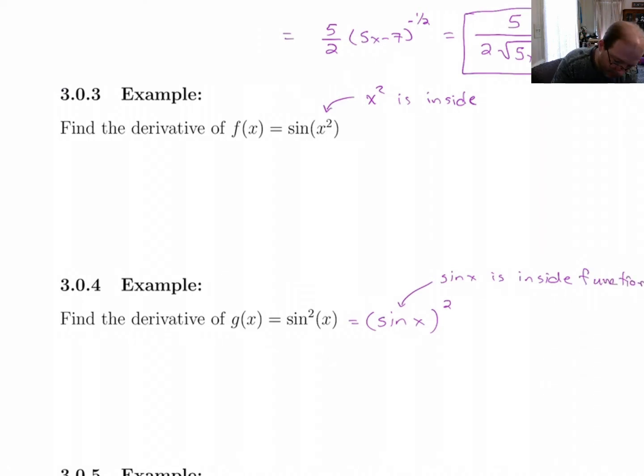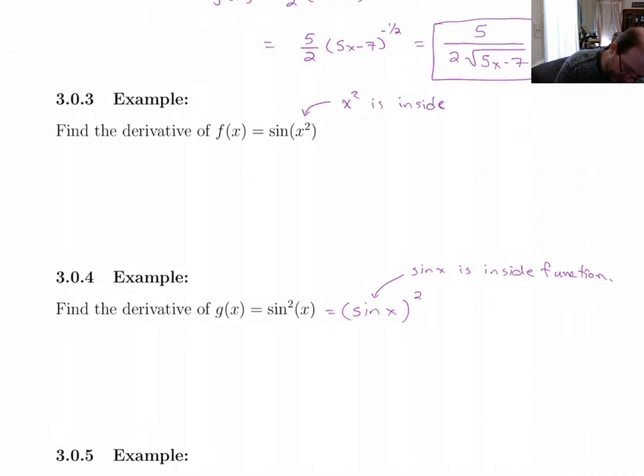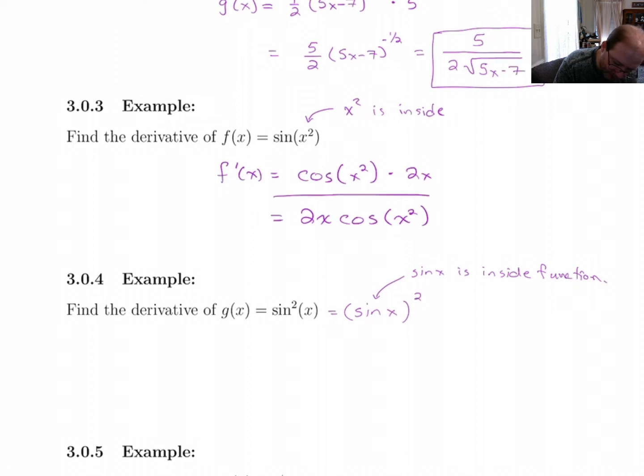All right, so let's do this one first up top. f of x is sine of x squared. So the derivative of sine is cosine of x squared, then times the derivative of what's inside. Now you could leave it like that, and that's totally fine. But when you have something written like this, it's better form to write the 2x first. So you get 2x cosine x squared.